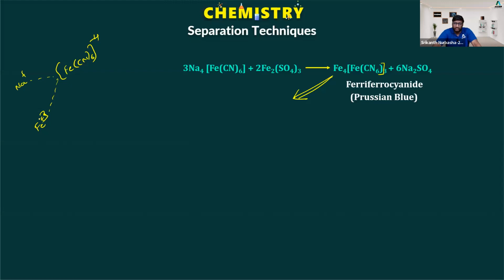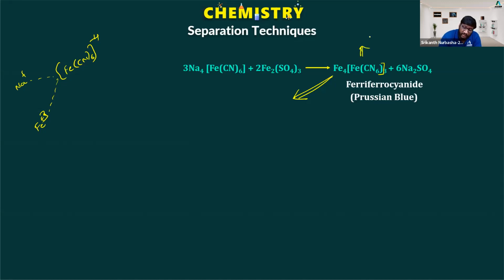Because of more charge. Yes or no? +3 charge, +1 charge. You can say Fe3+ has a greater tendency to attract this [Fe(CN)6]4-. So this new attraction is going to be dominant, and that is why Fe4[Fe(CN)6]3 is formed. What is the IUPAC name of this complex? No one?